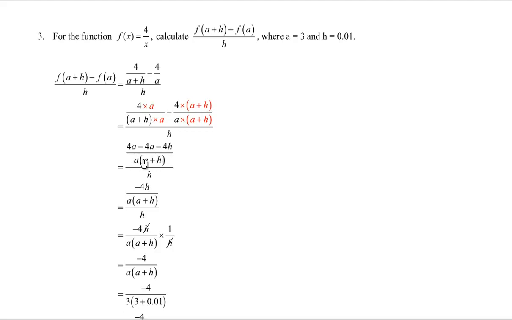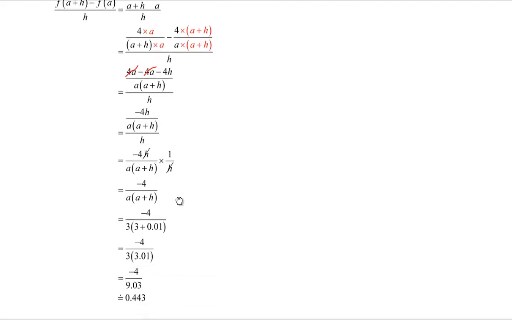I've written it over the common denominator, which is a plus h. Again, if you wanted to write that a over here like I did there, you could, but it's the same denominator. So these negative 4a minus 4a, they add to 0. So we're just left with negative 4h on top over our common denominator over the h. And let's move this up a little bit.